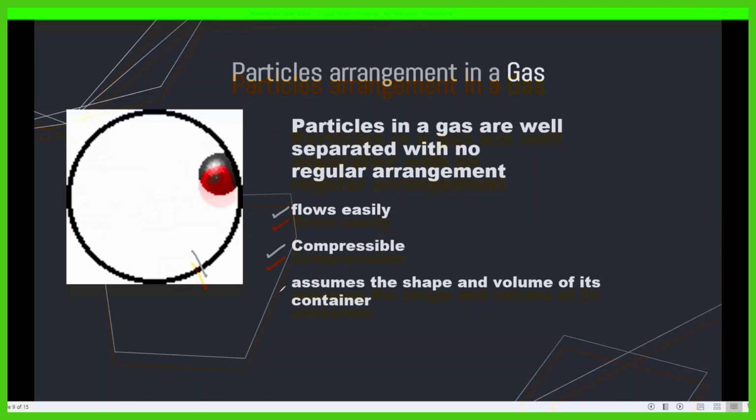And the shape and the volume of its container, like liquids, gas also takes up the shape of the container, and the volume can be changed. The volume of the gas can be changed according to the volume of the container that it exists in.